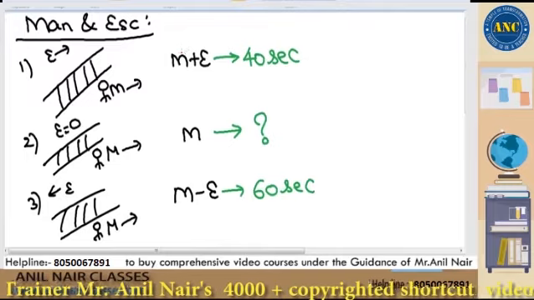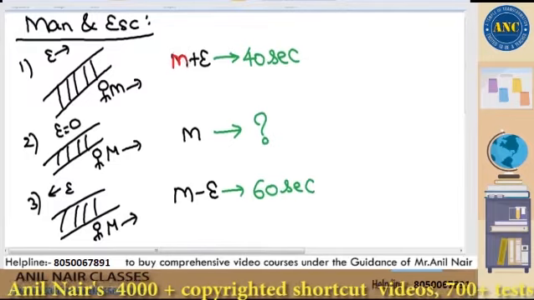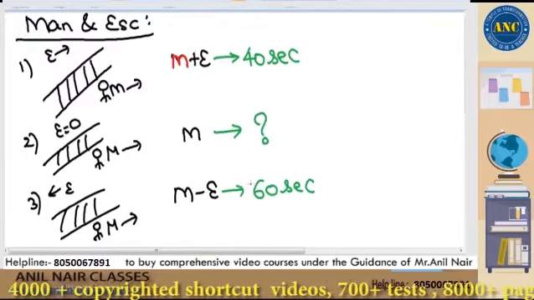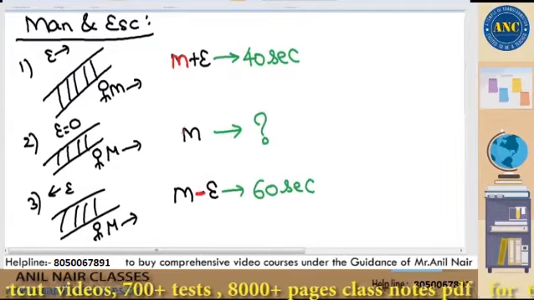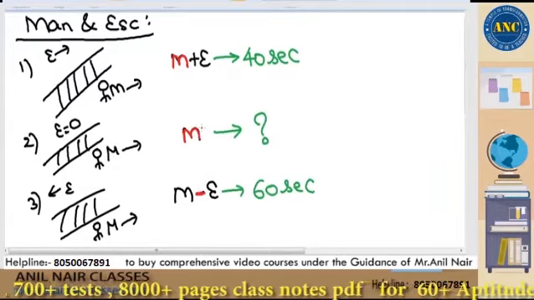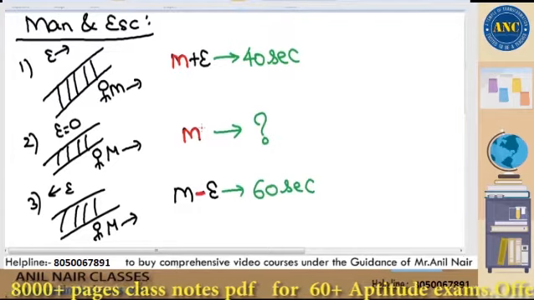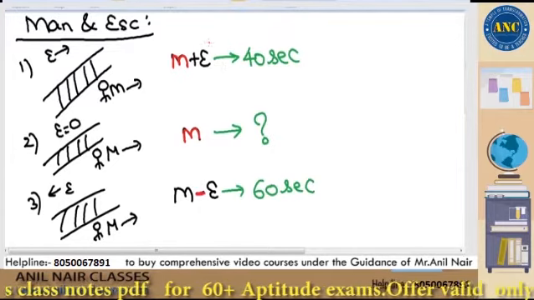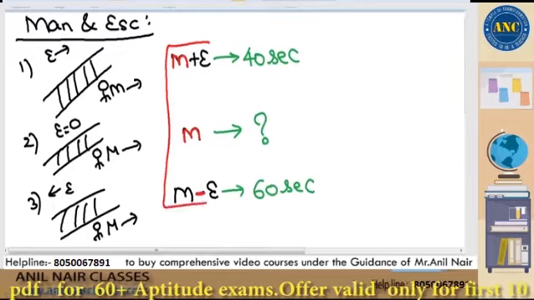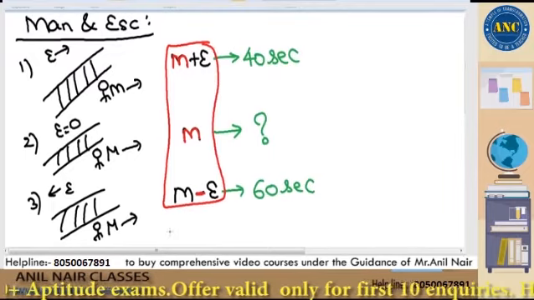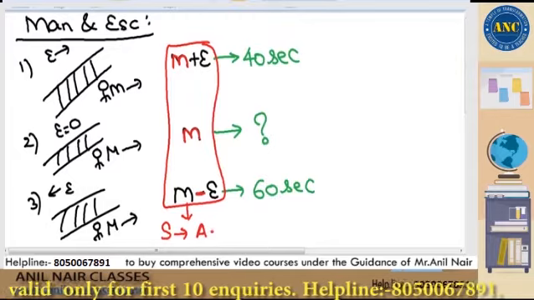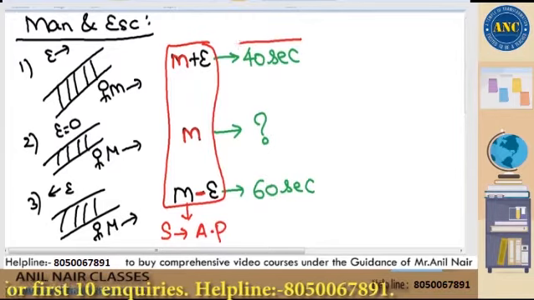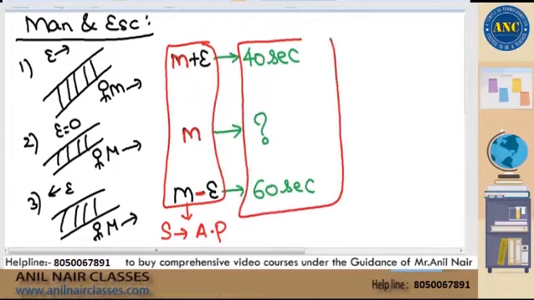40 seconds to reach the top of the escalator if escalator and man are moving up. 60 seconds to reach the top of the escalator if both are in opposite directions. How much time for the man to reach the top if the escalator is switched off? That is the question. Same logic like the previous question. M plus E, M minus E. These are nothing but speeds. Speeds are in arithmetic progression. If the speeds are in arithmetic progression, the time periods will definitely be in harmonic progression.